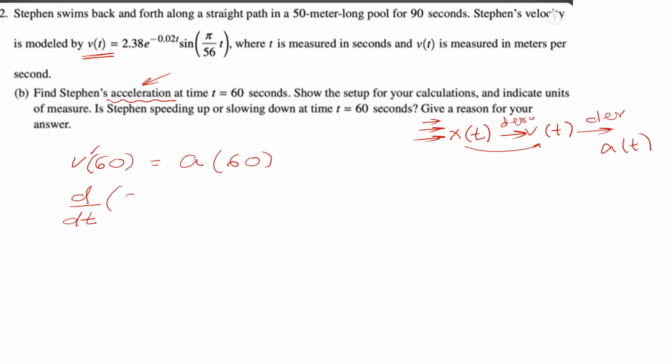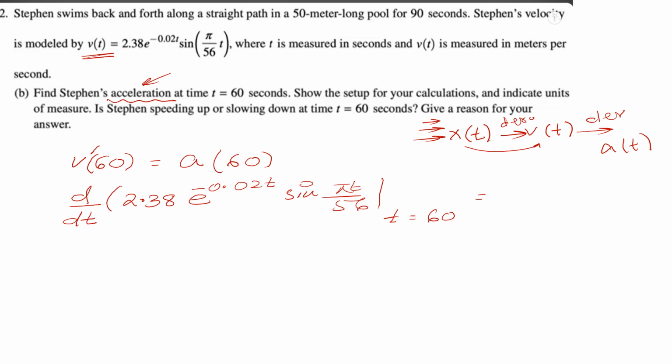So just like the whole equation, 2.38 e to the power of negative 0.02 t sine pi t over 56 at t equals 60 seconds. So this is your setup of the equation. Now if you write the whole thing in your calculator, they are not asking you to solve.